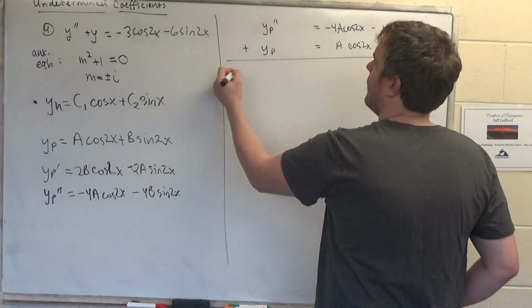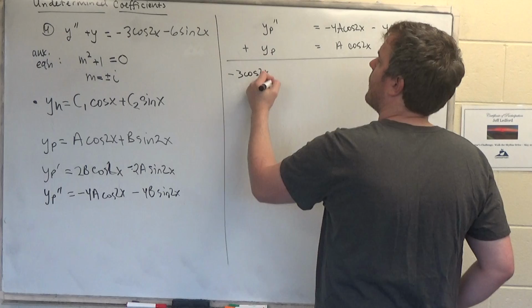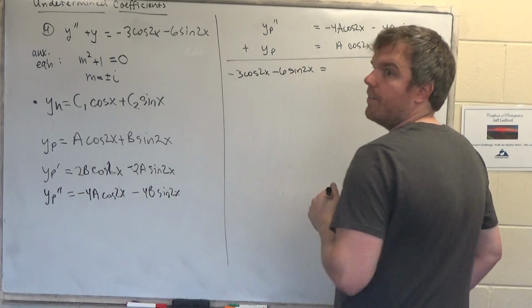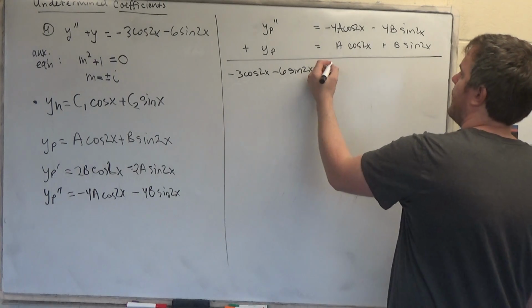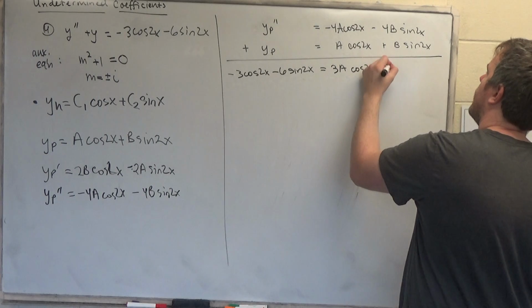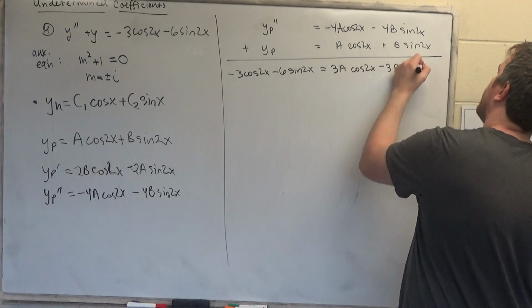What I'm supposed to get is negative 3 cosine 2x minus 6 sine 2x. That's what my differential equation tells me I should get. What I actually get is 3a cosine 2x minus 3b sine 2x.